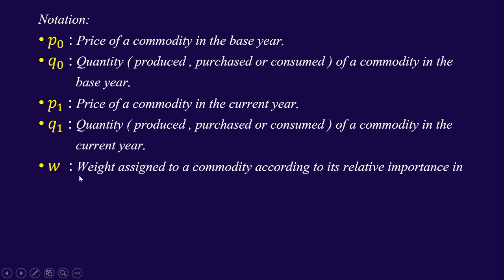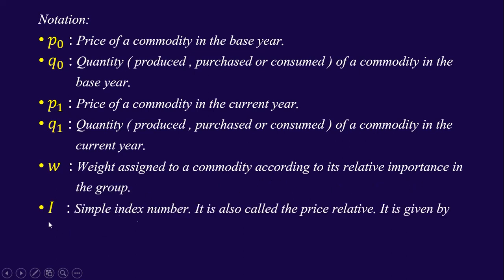Small letter w, weight assigned to a commodity according to its relative importance in the group. I, simple index number. It is also called the price relative. It is given by I is equal to P1 upon P0 into 100.